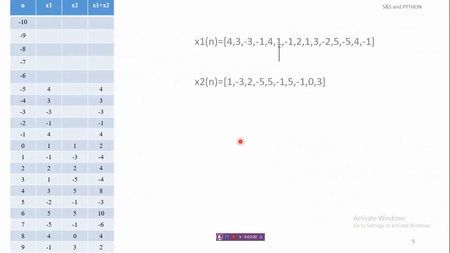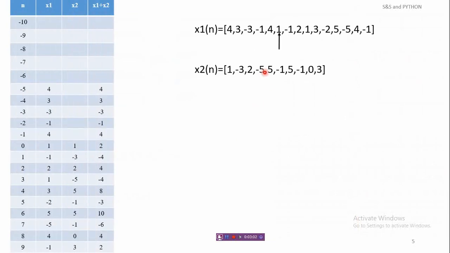So let us take these sequences and tabulate them. To perform any operations, addition, subtraction or multiplication, the operation has to be performed corresponding to any sampling time, taking the samples at a particular sampling time. To do that, I have considered this table, tabulated these two sequences in a table.